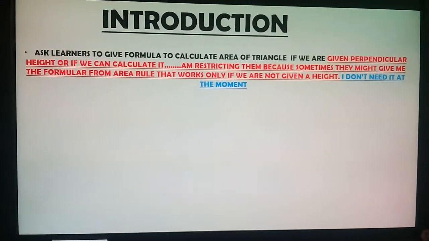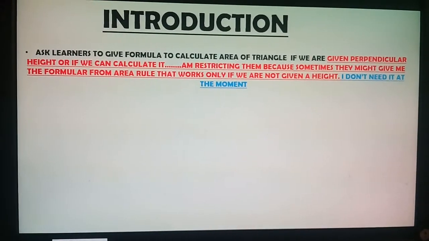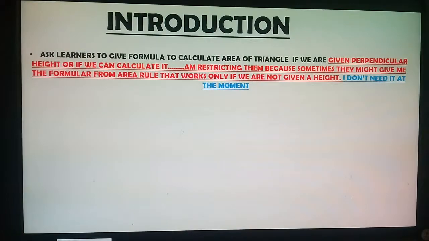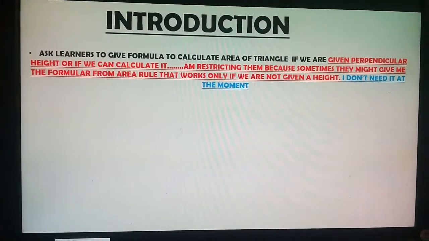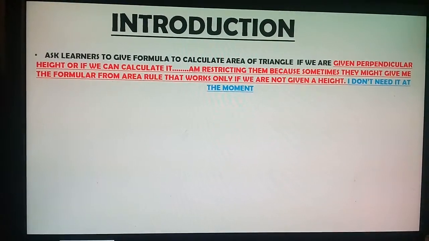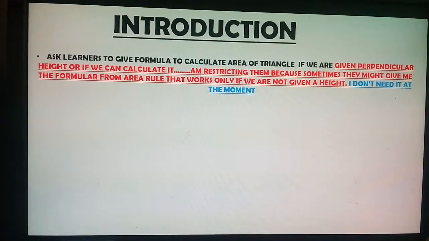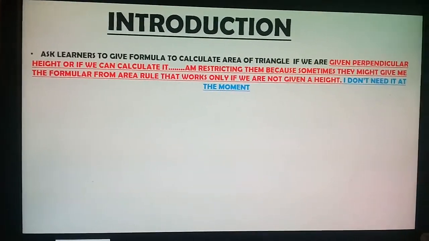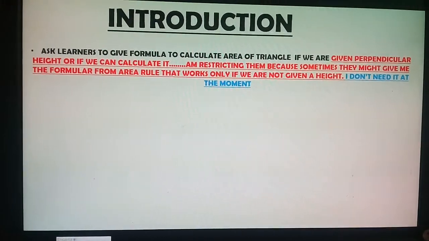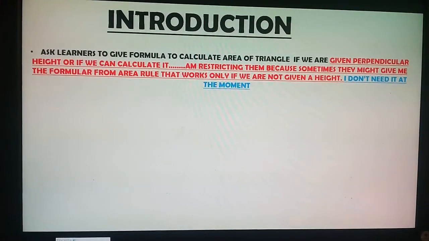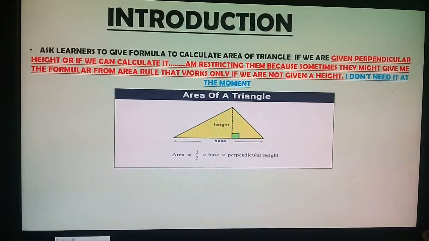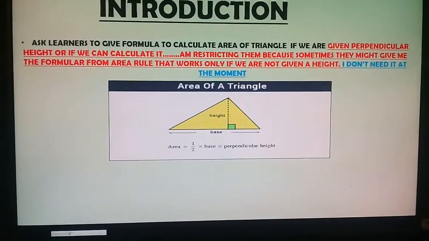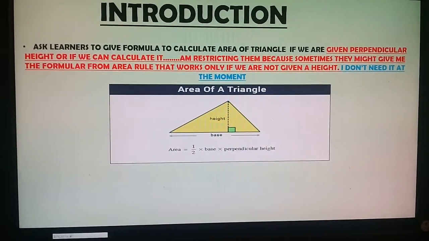And why am I restricting them? Because I say if we are given the height, or if we can calculate it. I'm restricting them because sometimes they might give me a formula from the area rule that works only if we are not given a height, and I don't need that formula at the moment. I need the formula that says the area of a triangle equals half base times height. I'm expecting them to give me that formula as my introduction.